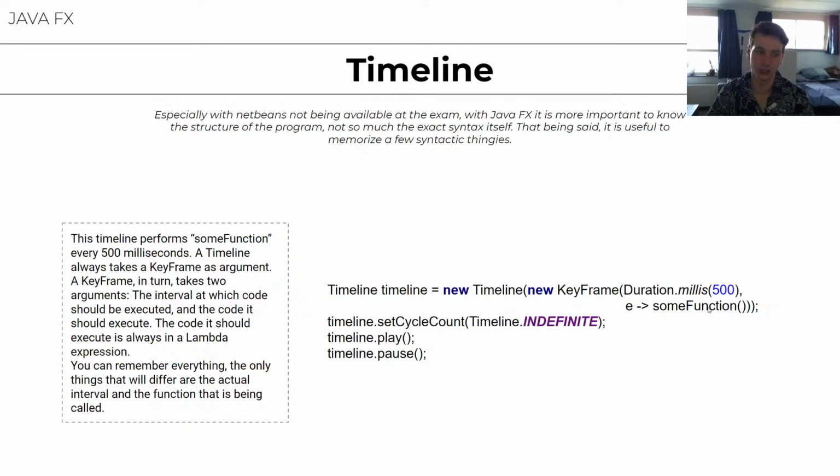And some function, you have to replace some function by whatever function you want to call with the timeline. Then you always have to do timeline.setCycleCount, timeline.indefinite. If you don't put that in there, the timeline will only run once and then it will stop, which is not what you want from the timeline. And then you have the play method and the pause method that you can use to either start or stop it.